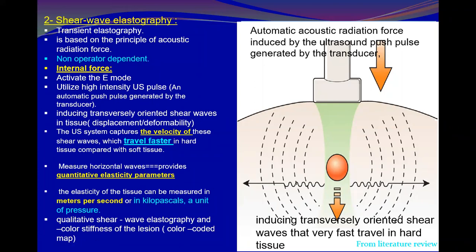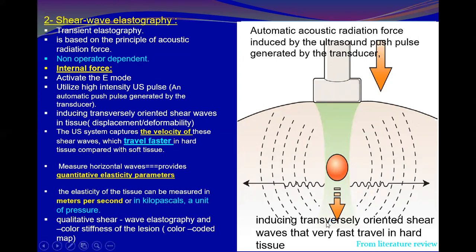You just activate the E-mode button on the machine, then the transducer will send a high intensity ultrasound pulse. When this pulse reaches the tissue, it results in transversely oriented shear waves. You see, moving transversely like ripples of water. The movement of these waves depends on the tissue. The faster the movement, the harder the tissue, the more malignant.